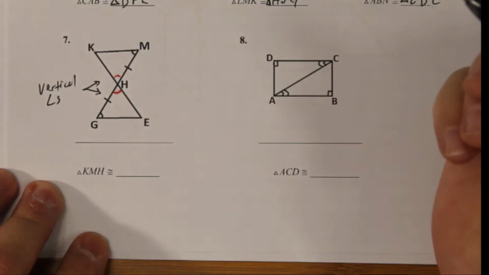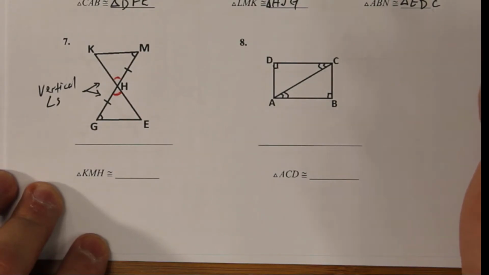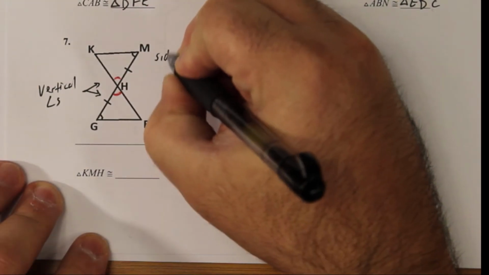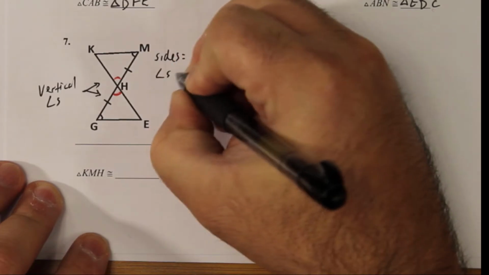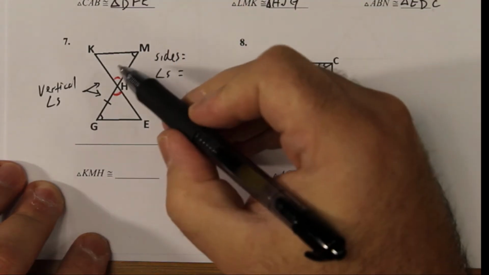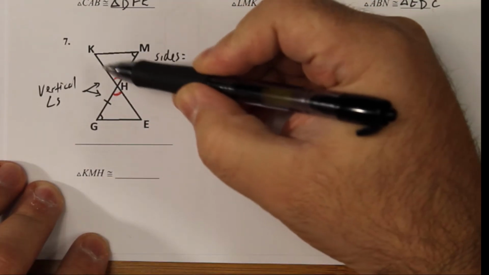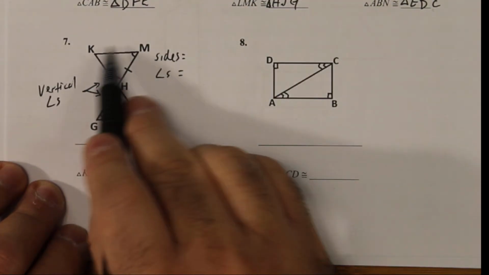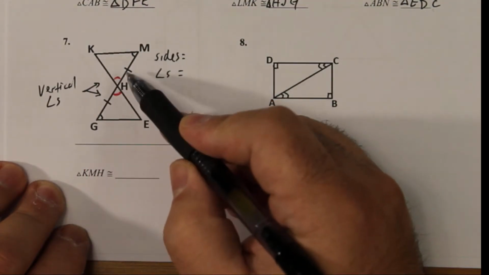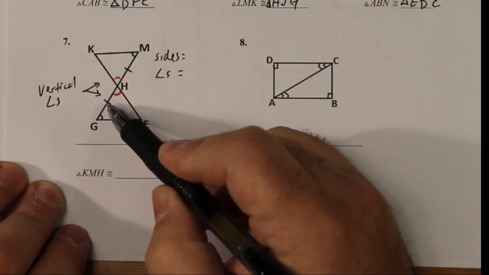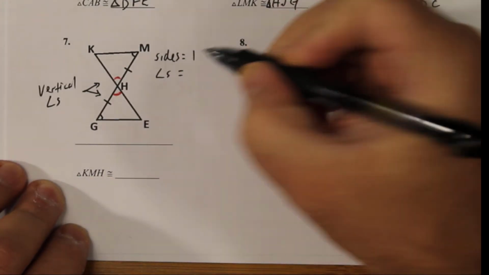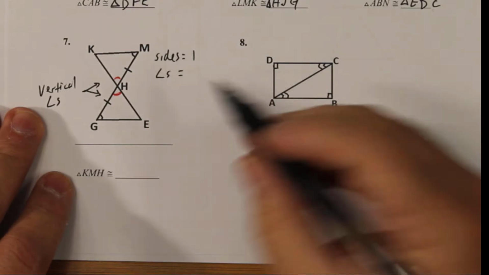Now this is not a right triangle, so we're not even worried about HL. So we're looking for how many sides and how many angles. When it comes to the sides, HK does not have anything, KM does not have anything, but MH has a mark, and that matches to this mark over here. So we have one side. Now we look at the angles.